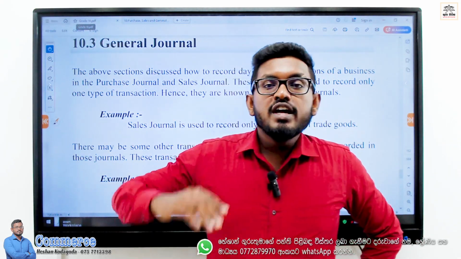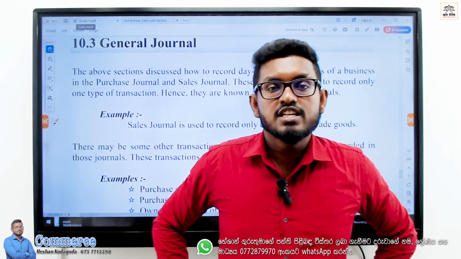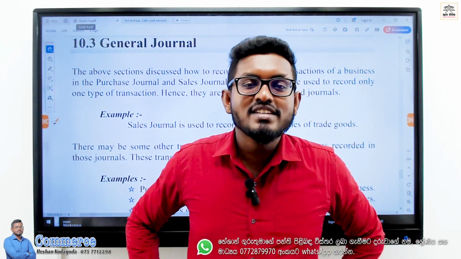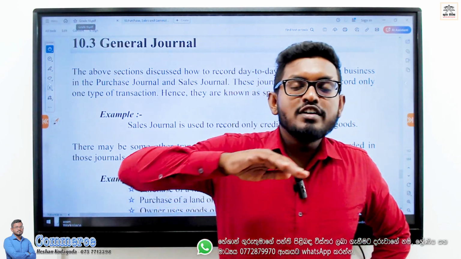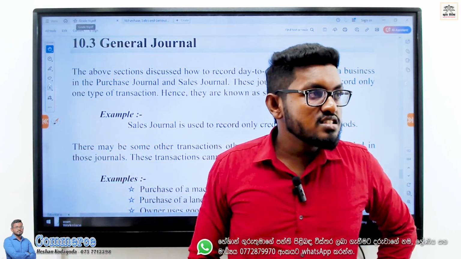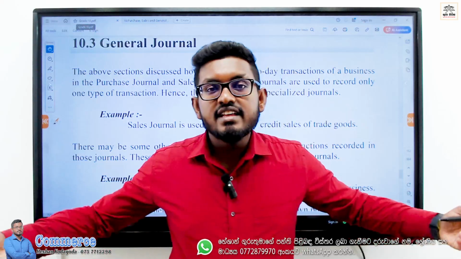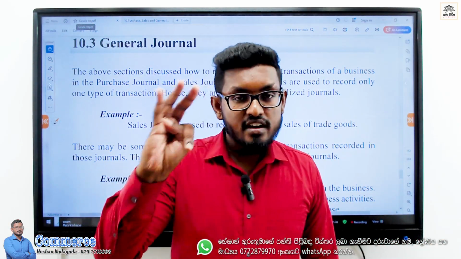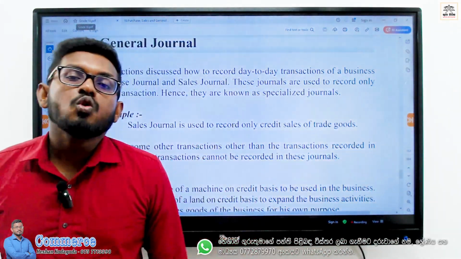Okay. When we sell our non-current assets on cash basis, where we record? Cash. Non-current assets on cash basis recorded in the cash. When we sell non-current assets on credit basis, generals. Okay, guys. So purchasing and selling non-current assets on credit basis recorded in where? Generals. Okay, third one. Owner's goods drawing.